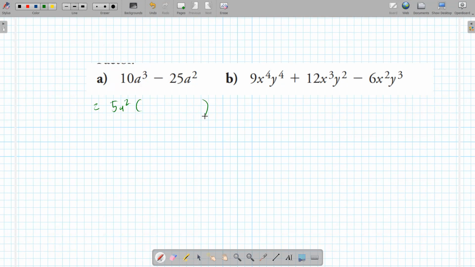So that's right. If you pull out a 5a squared, what are you left with inside the bracket? 2a minus 5. Yeah, that's it. Easy peasy. What about B? What can we pull out here? This one's a little bit trickier.